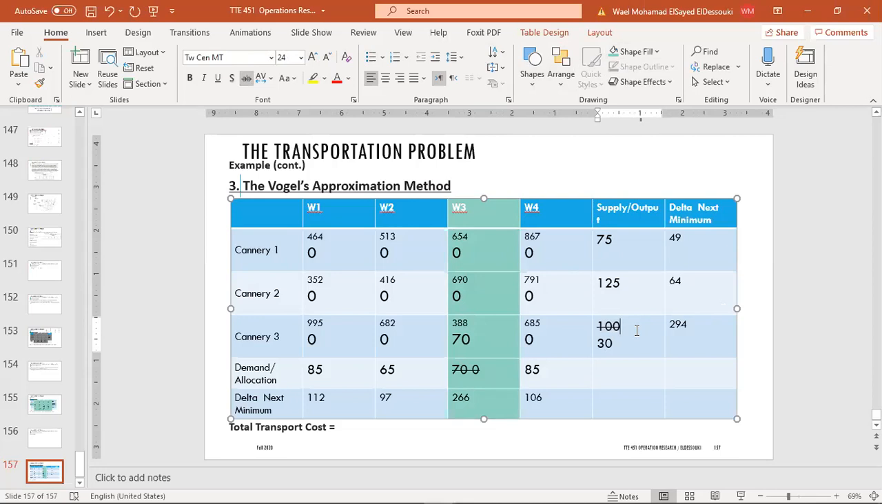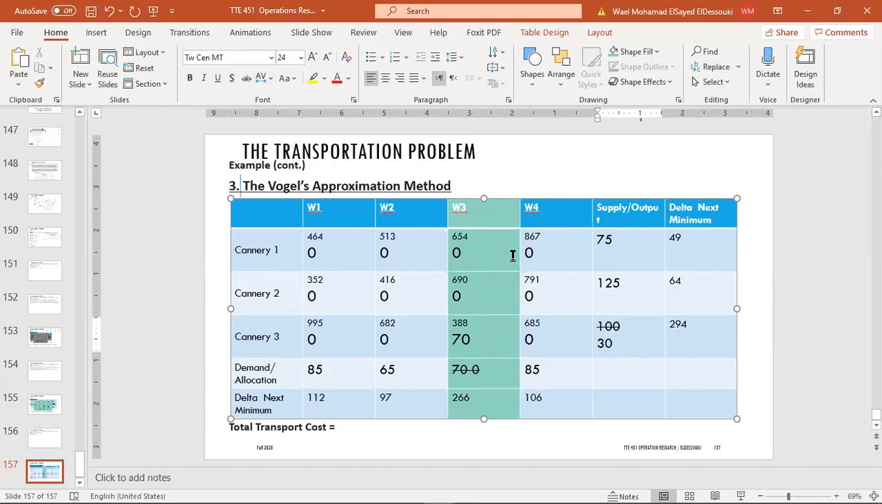Then revise all of these values again. Is it 30 or 25? Why 25? We assigned here 70, yes. So we consumed 70 out of the 100. So the remaining is 30. It's 30, yes. Okay, back again.